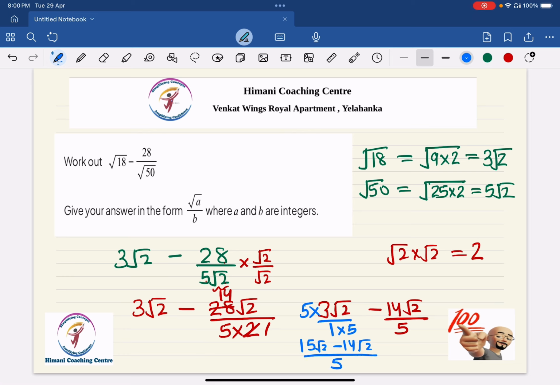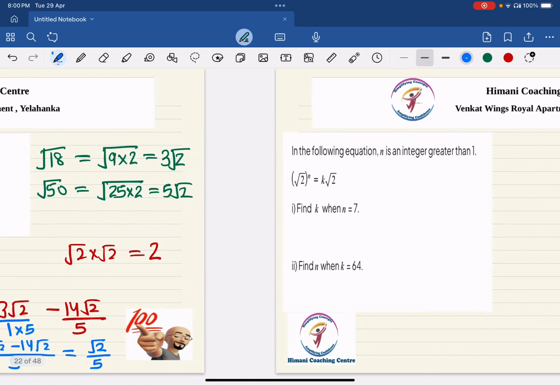Divided by 5 because that is the LCM. Now 15 minus 14 is 1. So I can just write it as root 2 over 5. And that is the answer to the question.